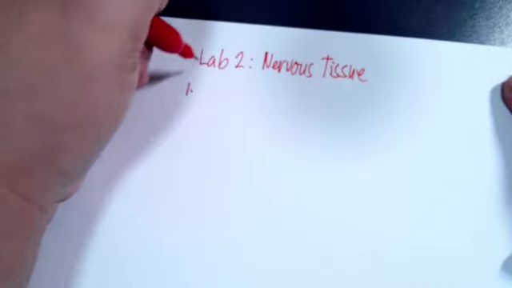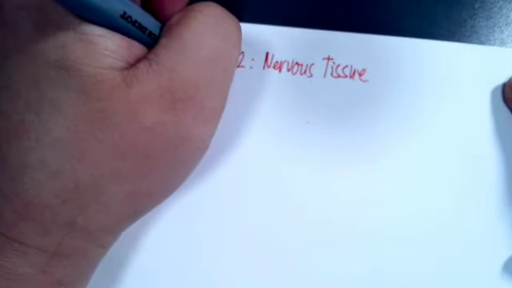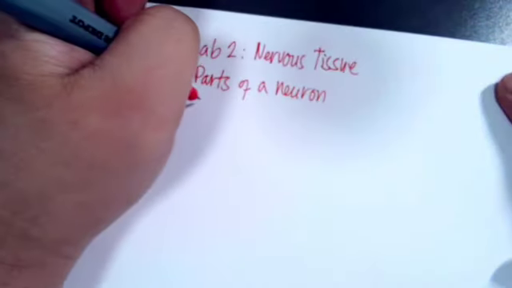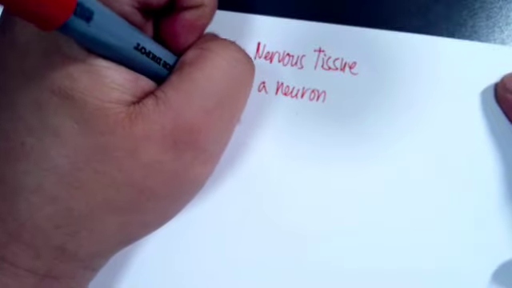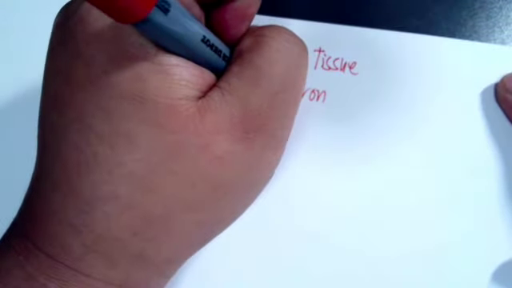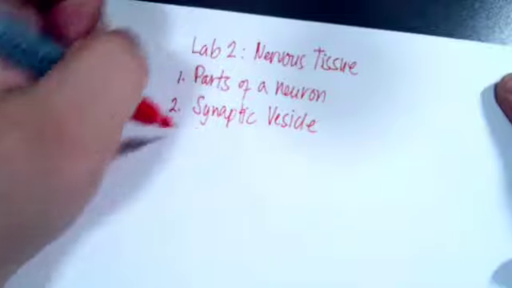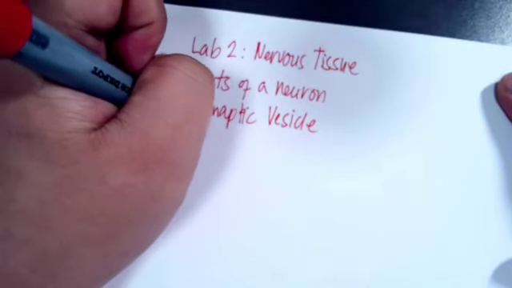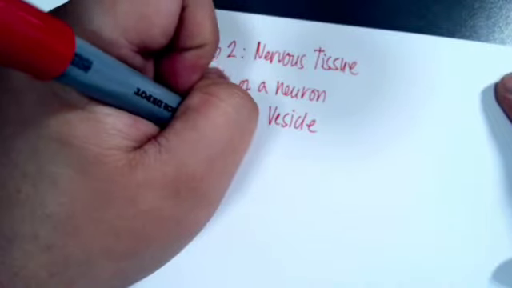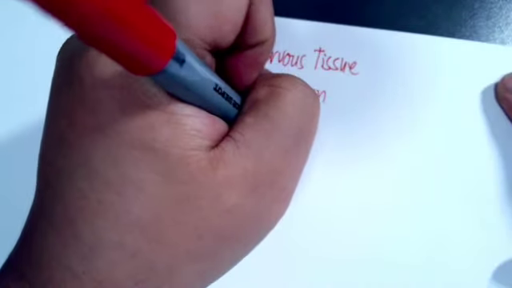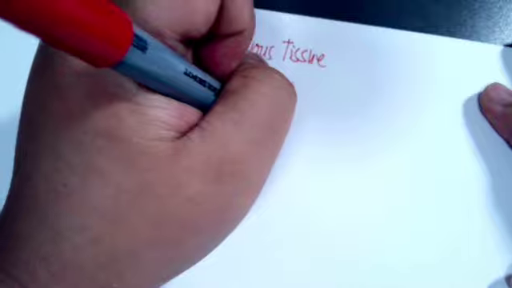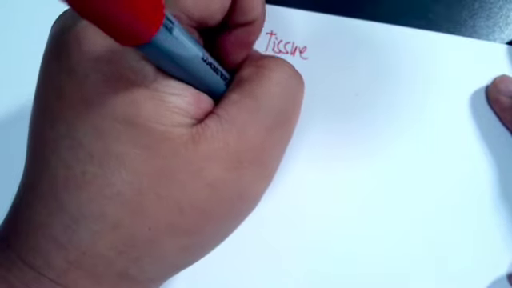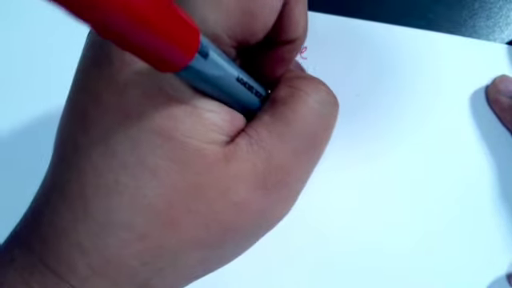Today I'm gonna discuss the parts of a neuron. Next is the synaptic vesicle, and the last one is I'm gonna try to identify the glia, pardon my pronunciation, and its structure.